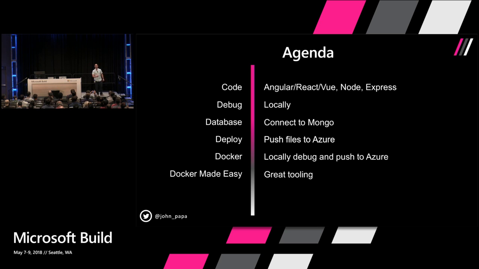We're going to learn how to debug locally here today, too, using Node on the back end. We're going to learn how to connect to a Mongo database server locally or in the cloud on Azure. And we'll look at how we can push our files up to Azure in a variety of different ways to deploy our websites. We'll explore how Docker works.